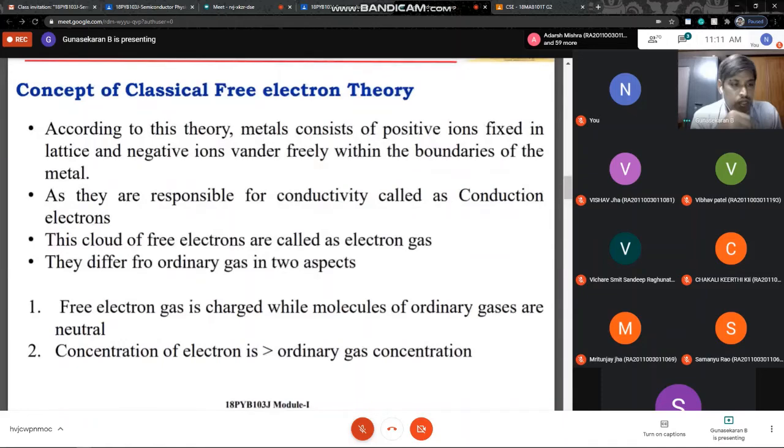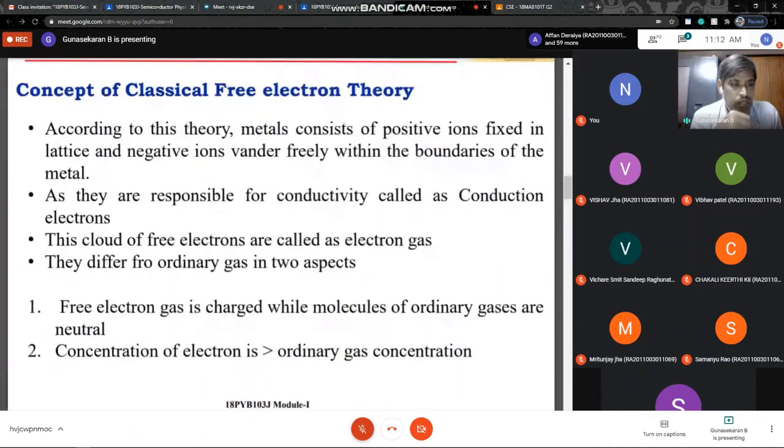They differ from an ordinary gas in two ways. First, gas molecules are not charged, but here the electrons carry negative charge. Second, the concentration of electrons is far greater than the concentration of gas. Okay, there is a major difference between the electron cloud or electron gas and gas molecules.